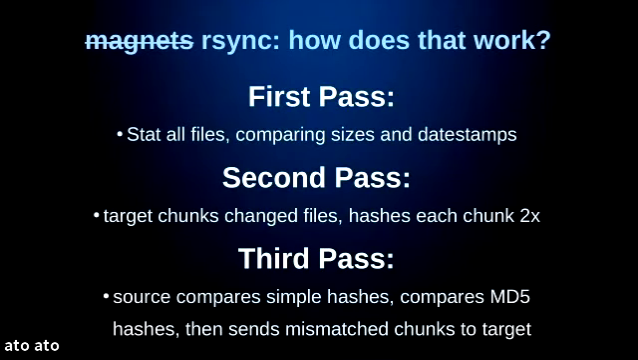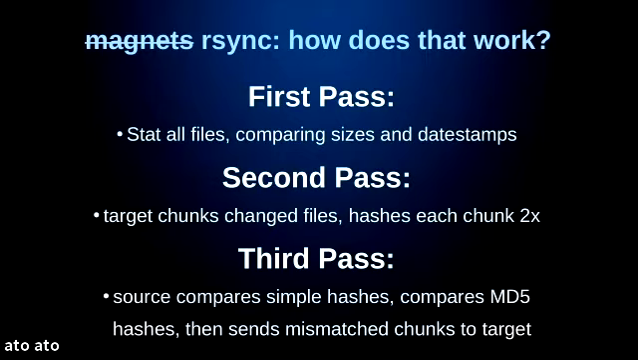The way rsync works, a lot of people don't realize this, even who use rsync every day, it has to move through the data that you're synchronizing in three passes. In the first pass, it needs to look at all the files and compare sizes and date stamps. Now, rsync will assume that if the size of a file and the modification time on a file is the same on both your source and your target, it doesn't need to synchronize that file, right?